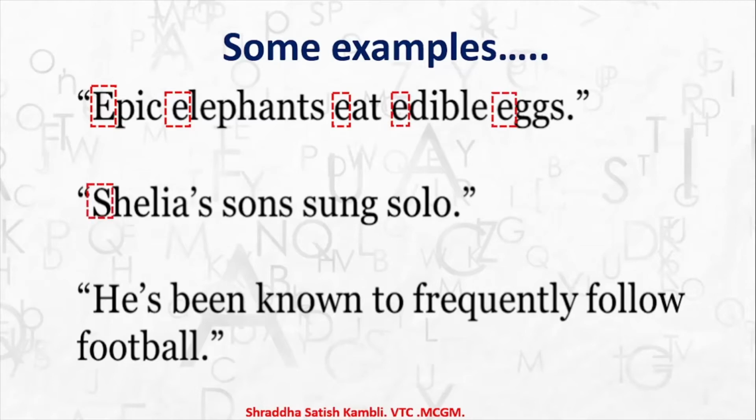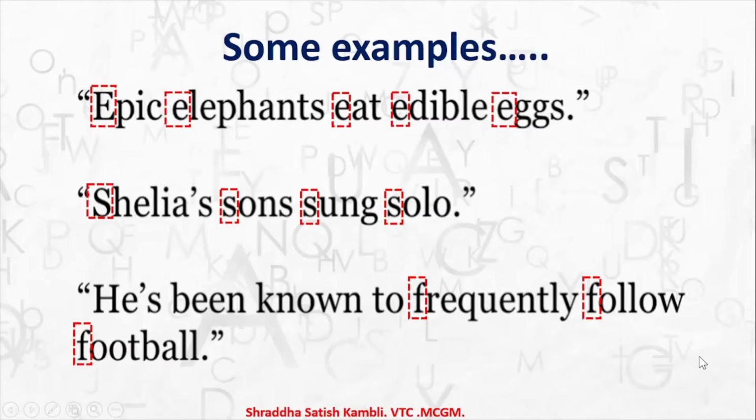In this you will have the s sound. So, son sung solo, repetition of the s sound. The first word, the sound is not s, it has been marked by mistake, it is sh, Sheila. So we take the remaining three: son sung solo. Then the next one, he's been known to frequently follow football. So the sound of the letter F, that is the f sound. So these are all examples of alliteration. Have you understood, children, what the meaning of alliteration is?